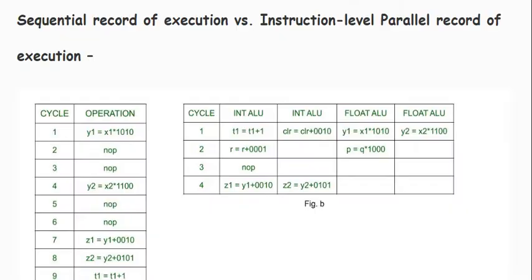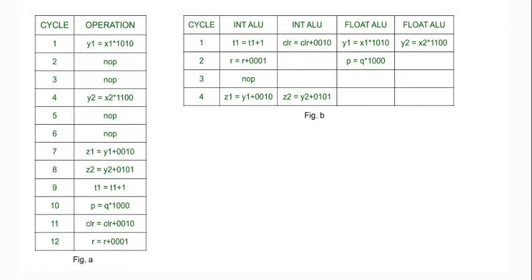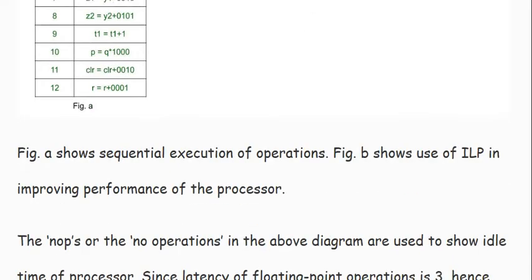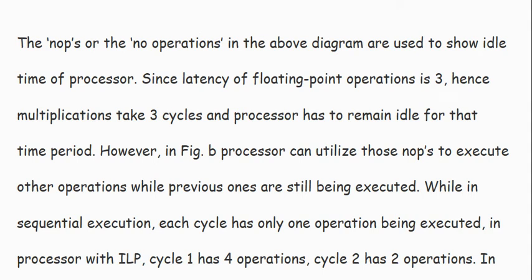sequential record of execution versus instruction-level parallel record of execution. Fig. A shows sequential execution of operations. Fig. B shows use of ILP in improving performance of the processor. The NOPs, or no operations, in the above diagram are used to show idle time of the processor. Since latency of floating point operations is 3, multiplications take 3 cycles and the processor has to remain idle for that time period. However, in Fig. B, the processor can utilize those NOPs to execute other operations while previous ones are still being executed.